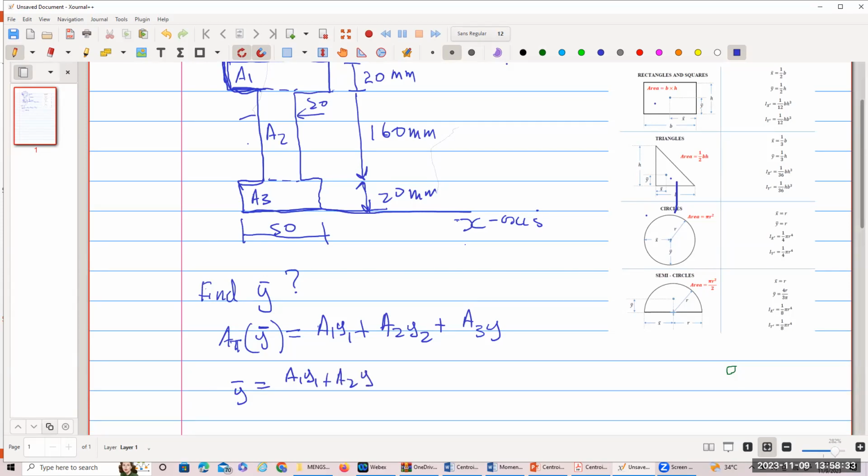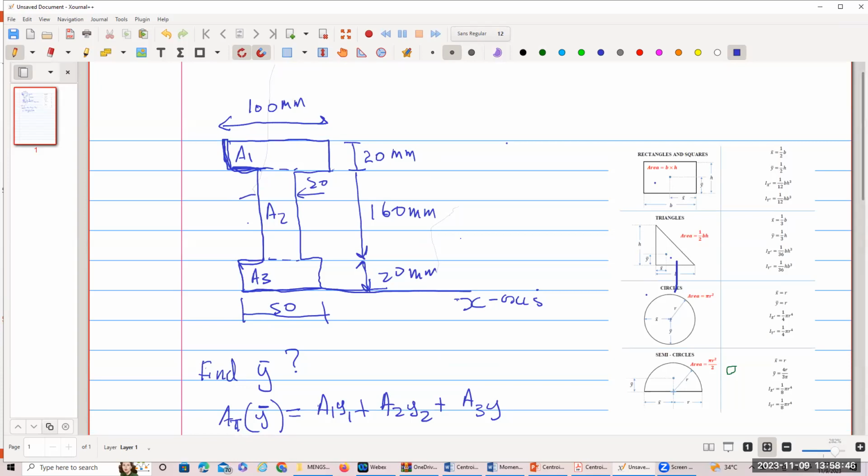times their respective y1, y2 and y3, divided by the total area. So what's your area now for A1? Let's work out the area for A1. A1 area is going to be 20 times 100. A2 area is going to be 160 times 20. And A3 is going to be 50 times 20.